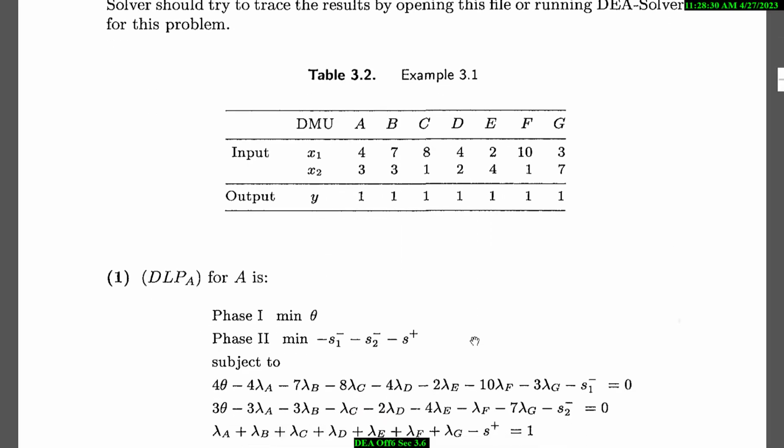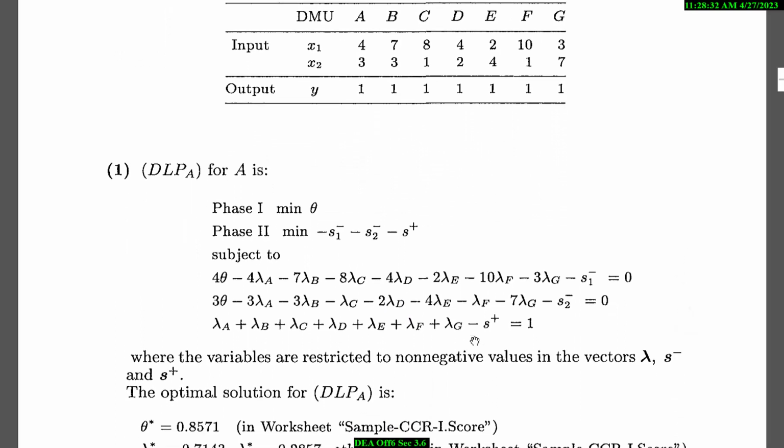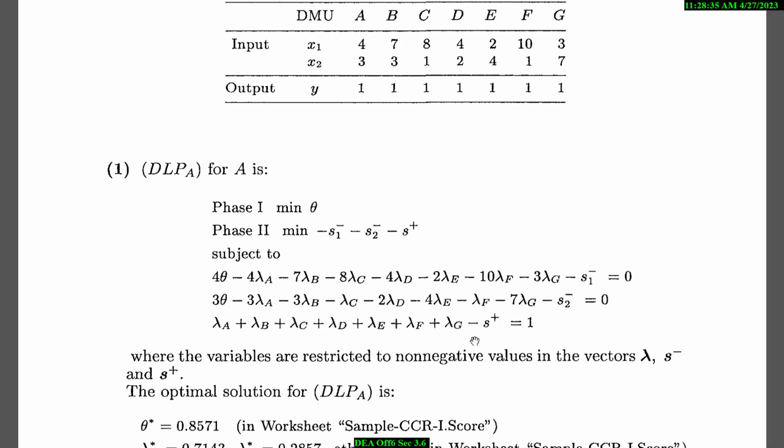indeed solve the CCR model for these DMUs. So since we have 7 DMUs, we need to solve 7 linear programming models in the two-phase linear programming model. That means 14 linear programming models indeed. For A, we have this two-phase linear programming model.